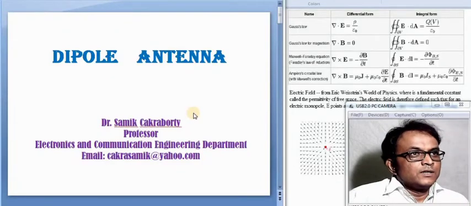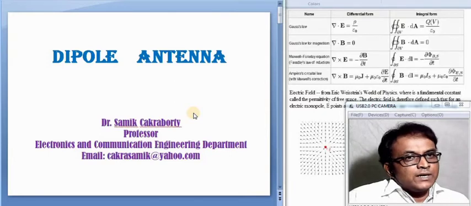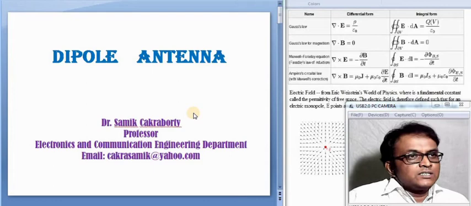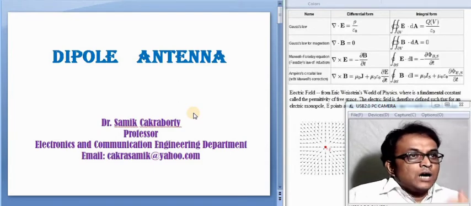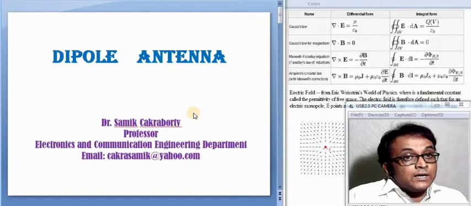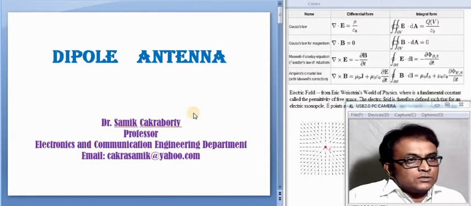Hello. In continuation of our previous topics, that is the dipole antenna, myself Somik Chakraborty, today I will discuss the practical dipole antenna: how we can analyze it, and at least how we can go about designing it, how the practical dipole antenna works. That will be the topic of today's lecture.